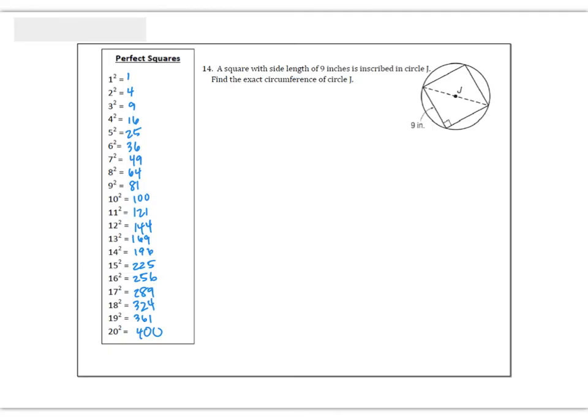Here's why. Number 14, you have a square with side length of 9 inches inscribed in circle J, which means you have a square inside of the circle. If it's a square, all the sides of it will be the same length, and so they will all be 9 inches. Our job is, it says, find the exact circumference of the circle. Circumference is diameter times pi. We need this diameter. Some of you might see that we can do Pythagorean theorem. We could do 9 squared plus 9 squared equals diameter squared.